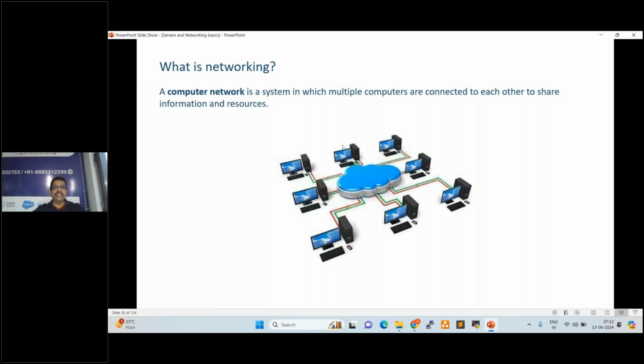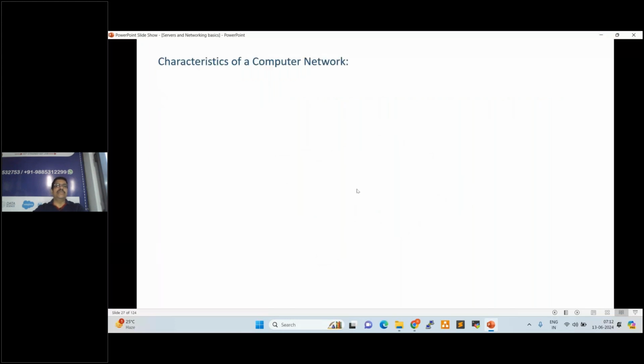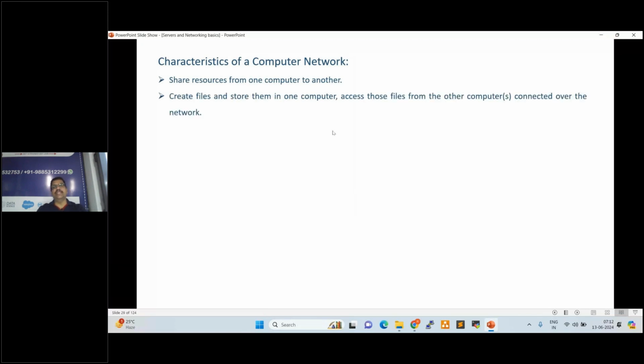So these systems are connected through the network, a local area network connection, right? So why do we require a network here? To share the resources and the information, we use the network. So what are the characteristics of a computer network? Share resources from one computer to another. Create files and store them in one computer, and access those files from other computers connected over the network.